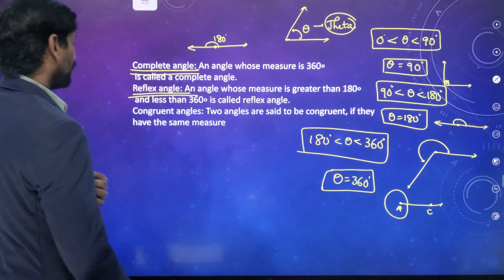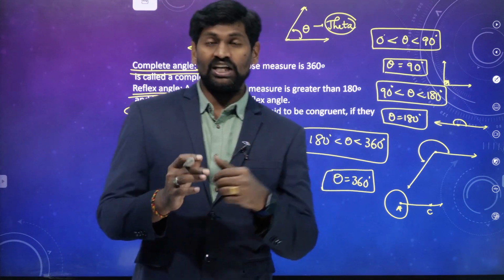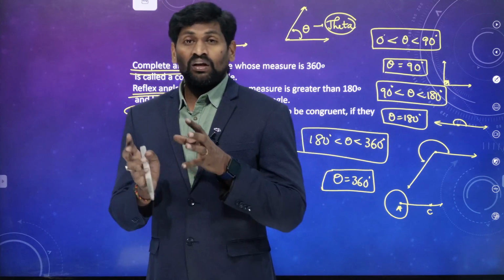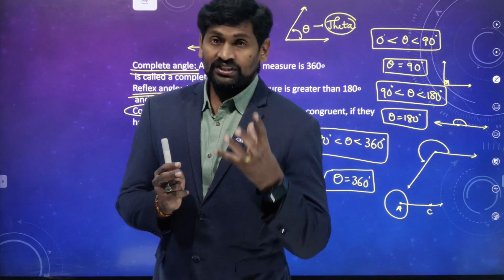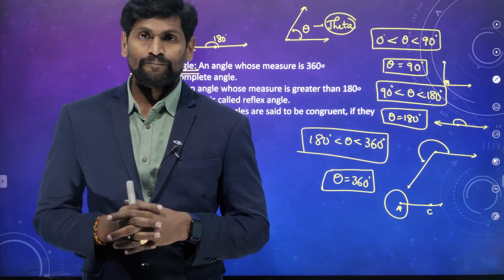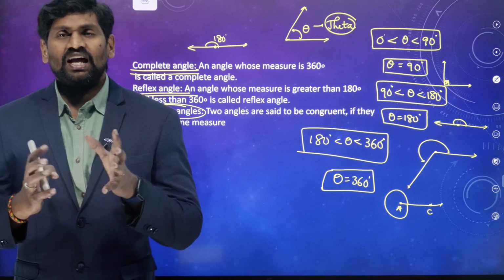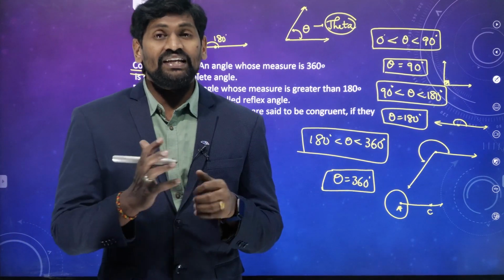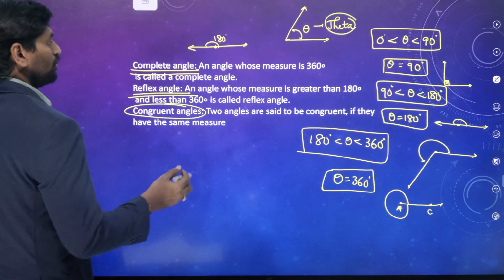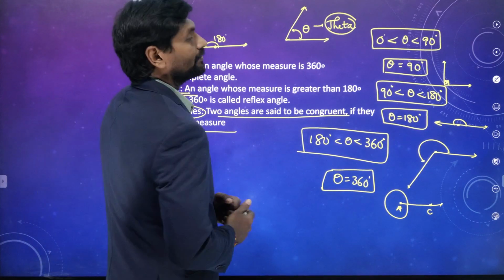Next, one more point given here is congruent angles. You know the concept of congruent. Congruent figures are figures having the same shape and same size. Congruent angles means if you take two or more angles, they have the same measurement. Such angles are called congruent angles. Two angles are said to be congruent if they have the same measurement.